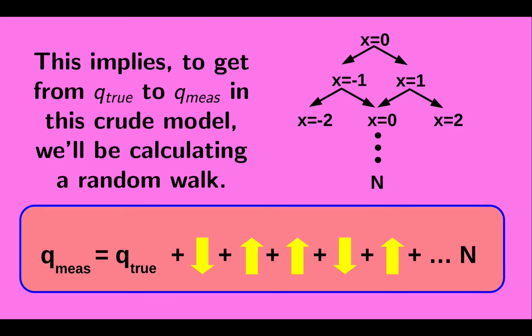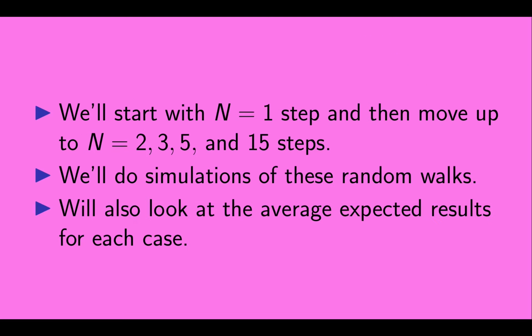This implies that to get from Q true to Q measured in this crude model, we'll be calculating an n-step random walk. We'll start with n equals 1 and then move up to the cases of n equals 2, 3, 5, and 15 steps. We'll do simulations of these random walks to highlight their random nature. We'll also look at the average expected results for each case.